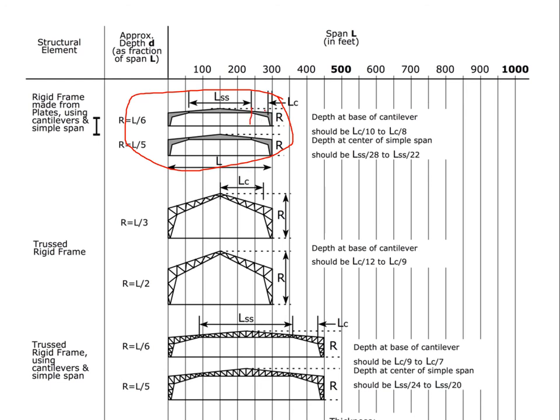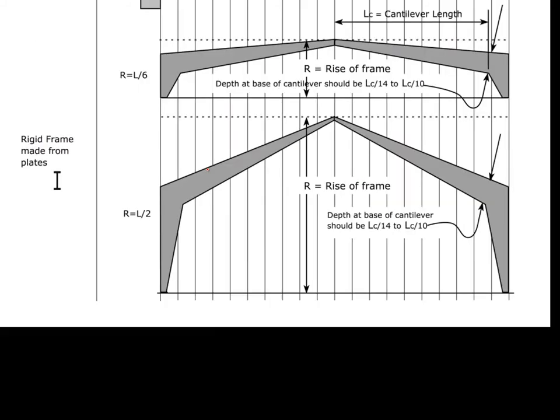So here is, for example, the length of the cantilever, and the depth at the base of the cantilever should be in this zone right here, and the depth of the center span should be that, where LSS is the span of the simple span, which is from there to there. And again, the cantilevers are roughly 20%, and the simple span is 60%. 20 plus 20 plus 60 is 100% of the full span.